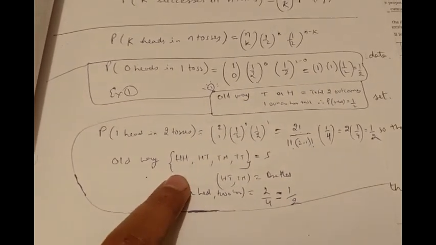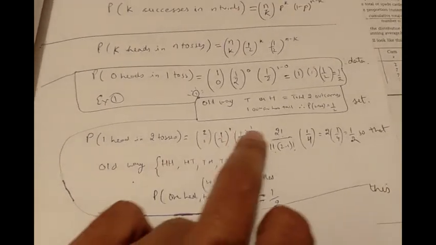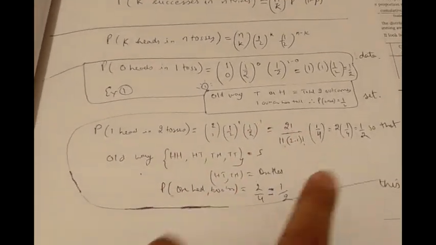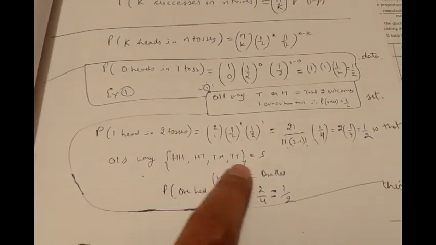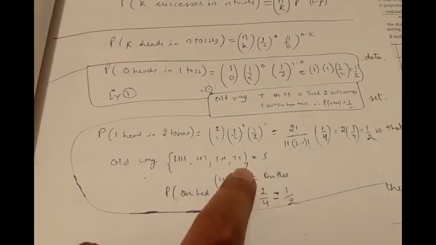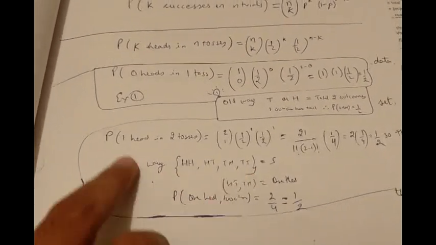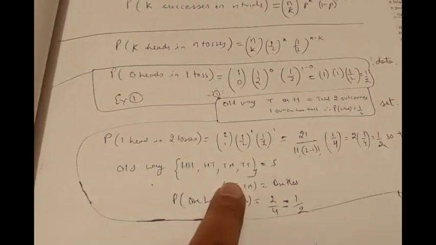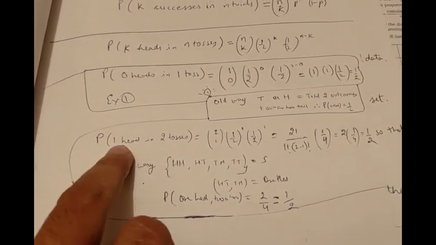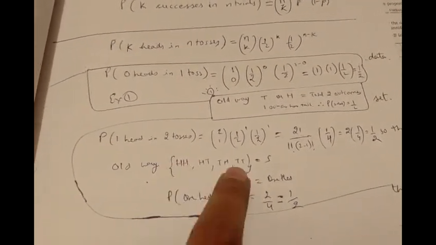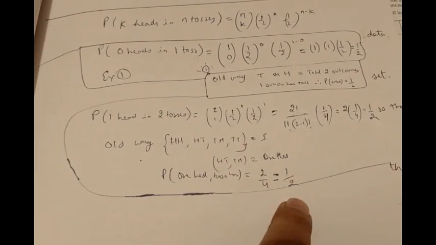The old way, without using the Bernoulli's trial formula, was to generate a sample space, and then pick out the outcomes in which just one head comes. There are two out of these four. So again, it would give the same answer.